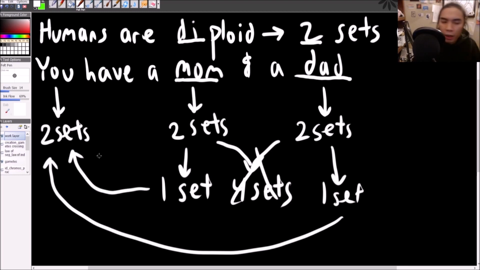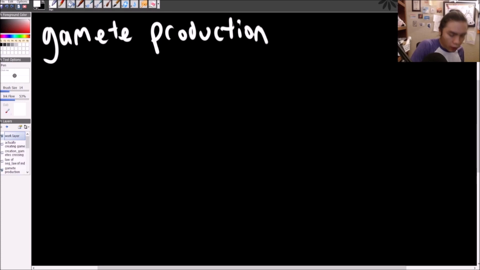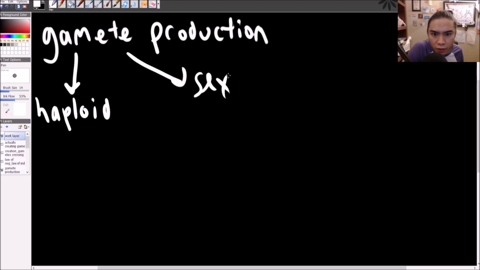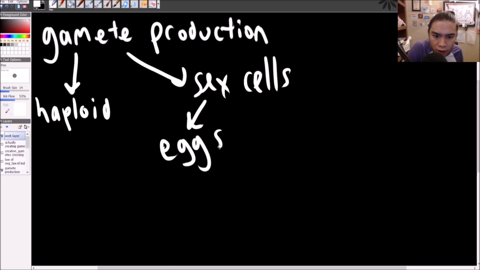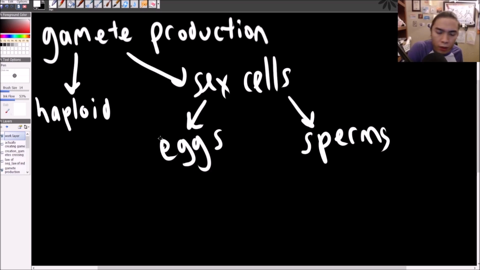So now we're going to talk about gamete production. These cells that organisms create, or that humans create, for sexual reproduction are called gametes. They contain just 1 set of DNA, which means that they're haploid. They're also called sex cells. For women, females, those would be egg cells, and for males, those would be sperm. Each of these is haploid.